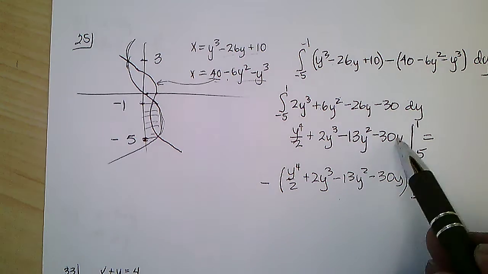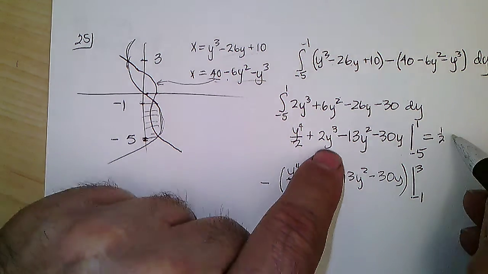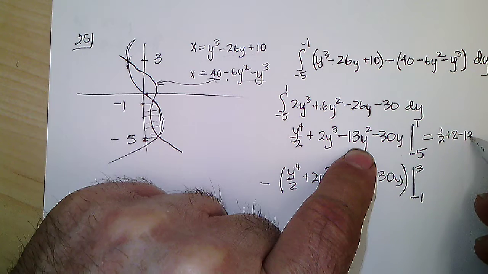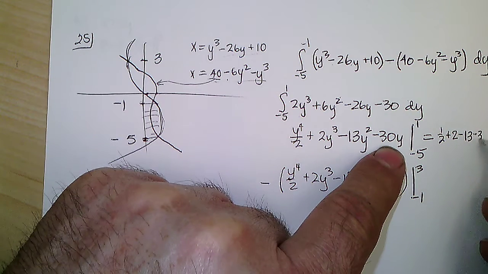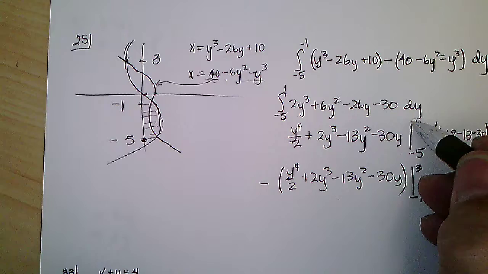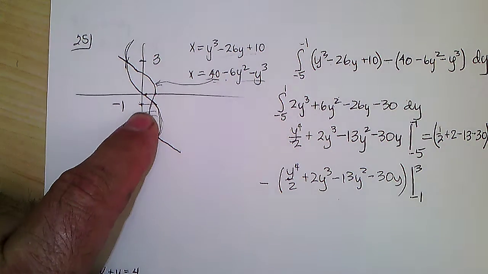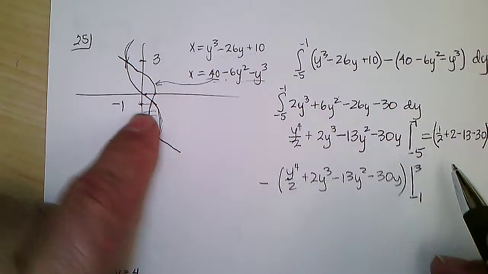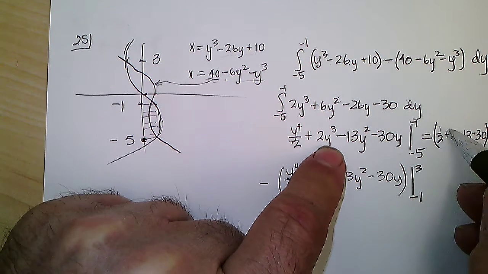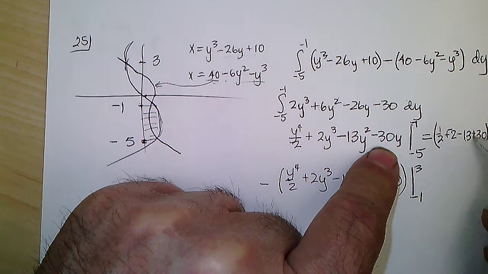So if I put 1 in here, I get 1/2 plus 2 minus 13 minus 30. Oh, that's supposed to be minus 1. Better be careful here. Minus 5 to minus 1. Missed that. So minus 1 in there is still plus 1/2. This would be minus 2. This would stay plus 13. This would be changed to plus 30.